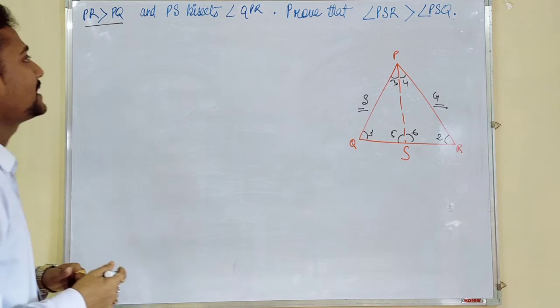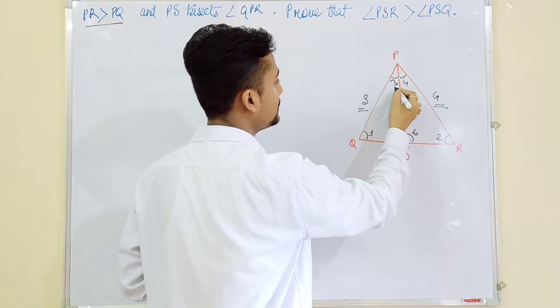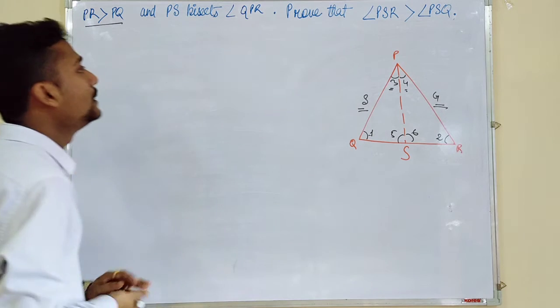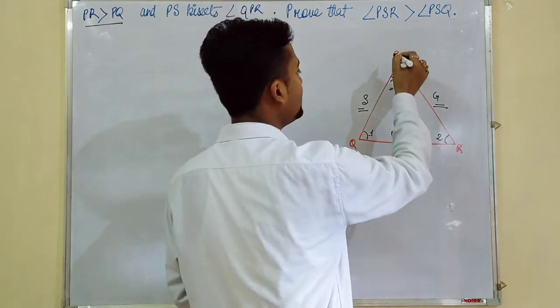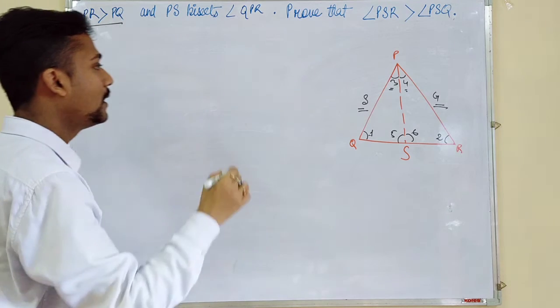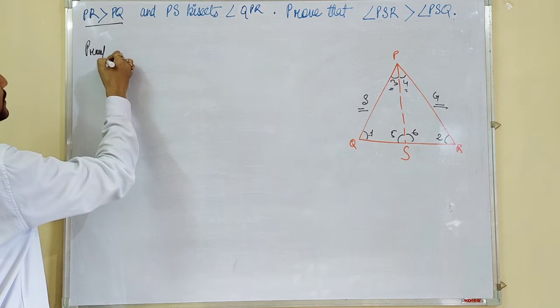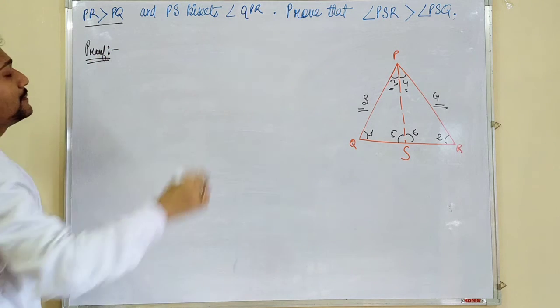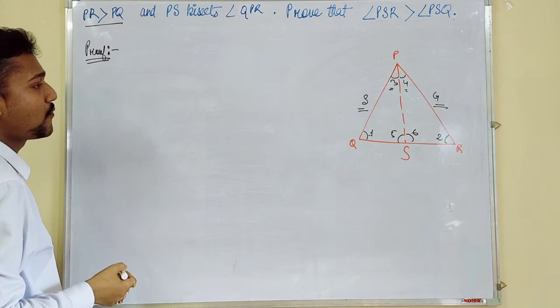And PS bisects angle QPR. That means this angle is equal to this angle. Prove that angle PSR is greater than angle PSQ. Okay. Now, given and required to prove, I leave it up to you. Proof part I will be writing. Given and required to prove are very nicely mentioned in the question, so I don't think I have to mention it once again. So proof.